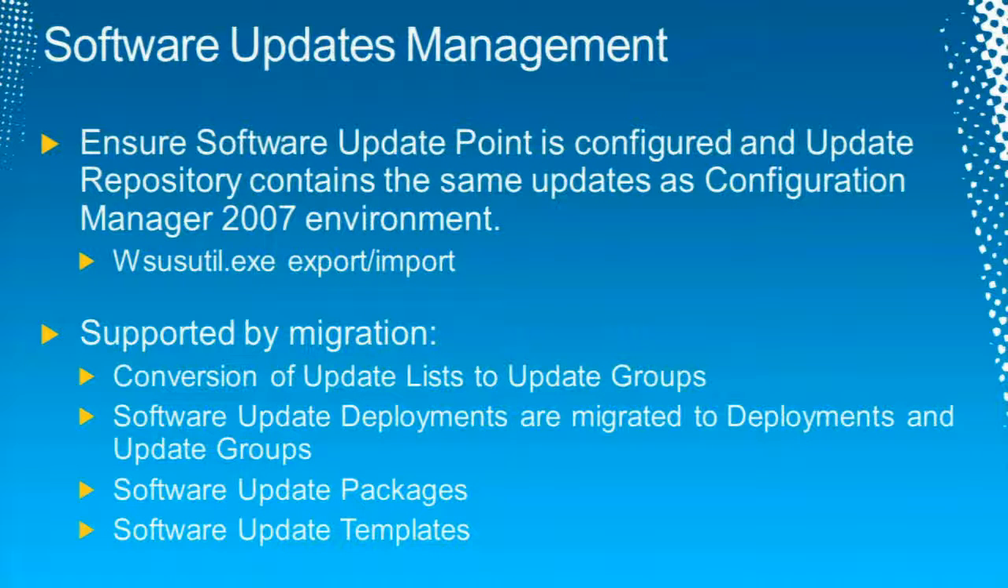Once you've got that done, you can go ahead and migrate over update lists. They become software update groups. Software update deployments become deployments, and update groups become software update groups. Software update packages and your deployment templates, you can migrate those over. So you have the same infrastructure there as far as the objects for your new environment.